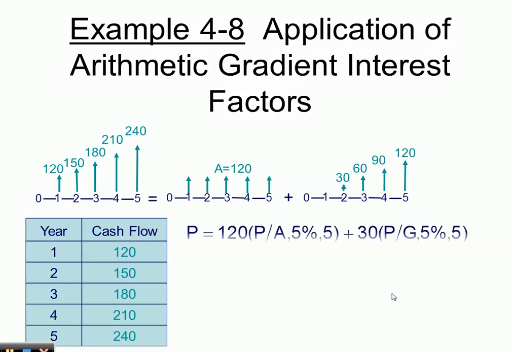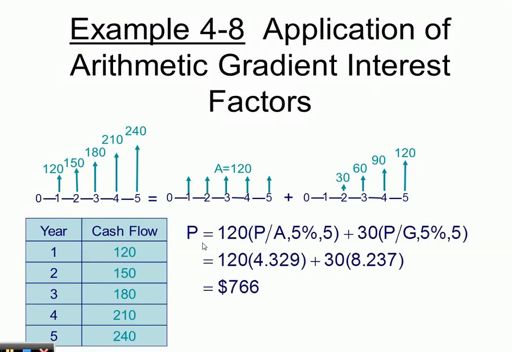All right. So now we can find the present amount. We need to find the present amount of the uniform series. And so this is a present amount of the uniform series. This is a uniform series amount. And then this is the A. So P given A. We're finding the equivalent present worth of this uniform series. So P given A, 5% over 5 years.